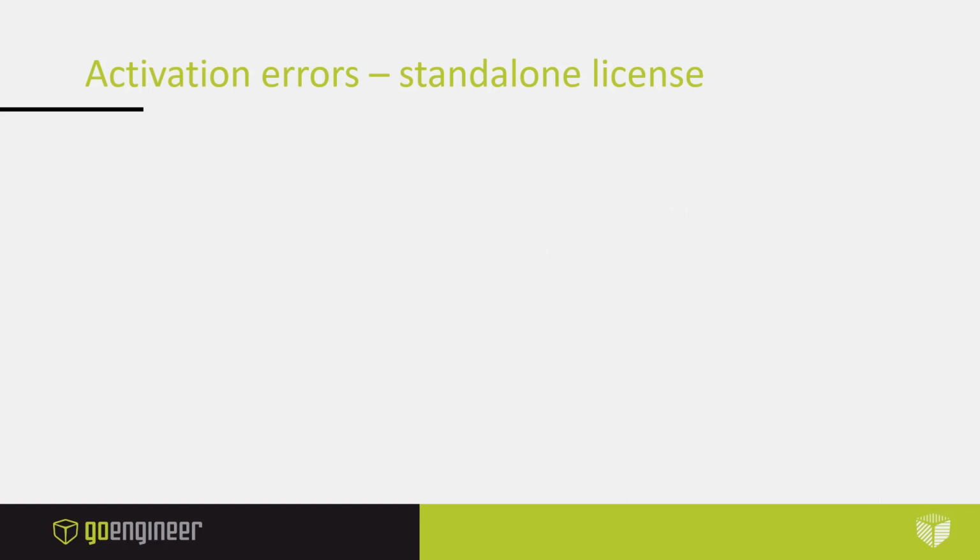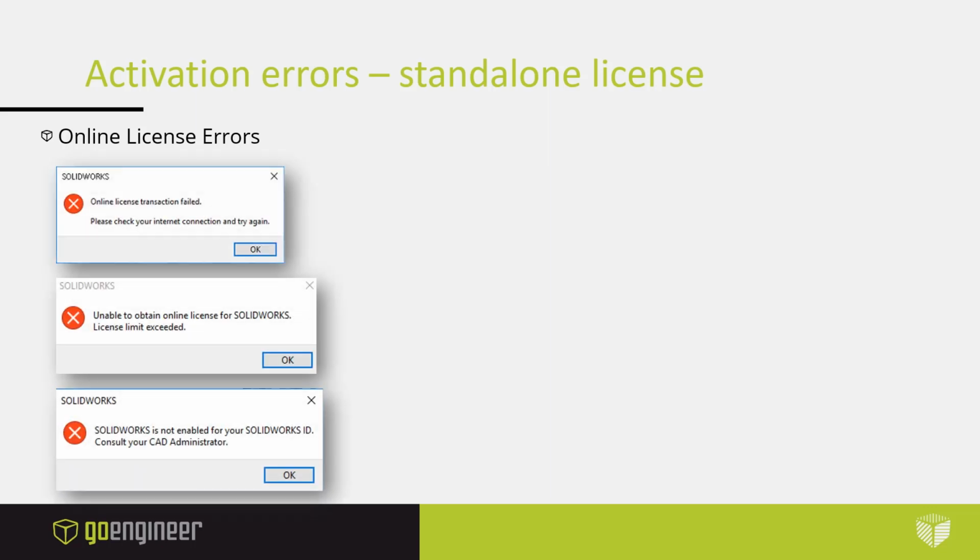Some other activation errors if we're using an online license. If you switched your license type over to online license in the admin portal on the SOLIDWORKS customer portal, you might have run into one of these 3 errors. I believe there's maybe 1 or 2 more. These are the most common.